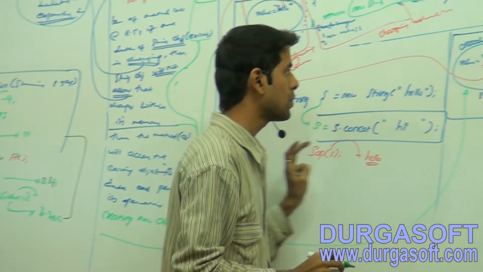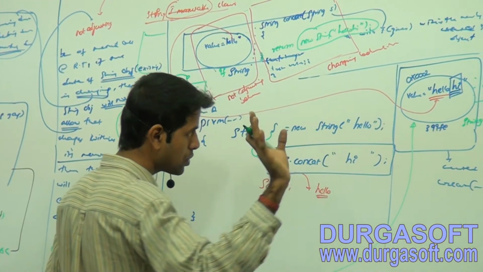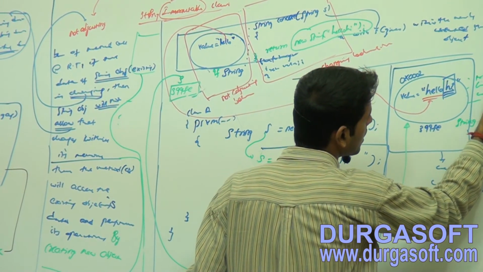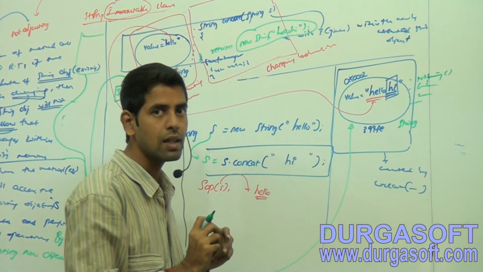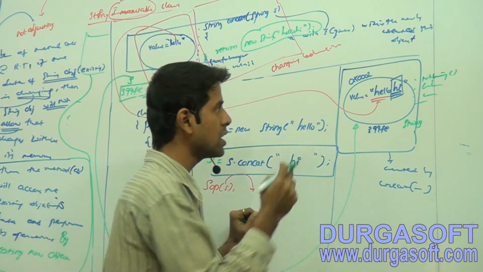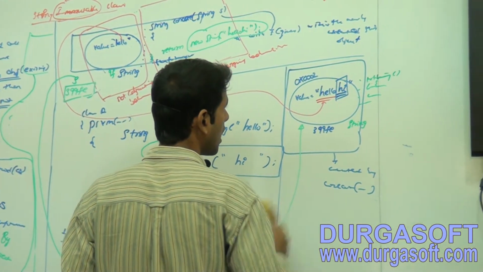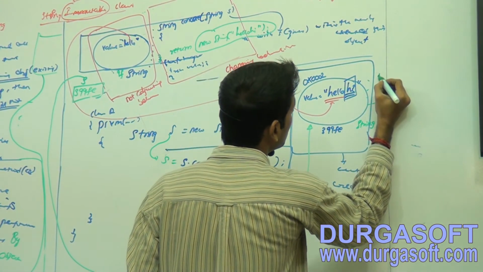Now, what I have done here: S is referring to this one. Observe here, you have the toString method, right? The toString method has an implementation to return the current object data. What is the current object data? Hello, hi. So the toString method will also be available here.